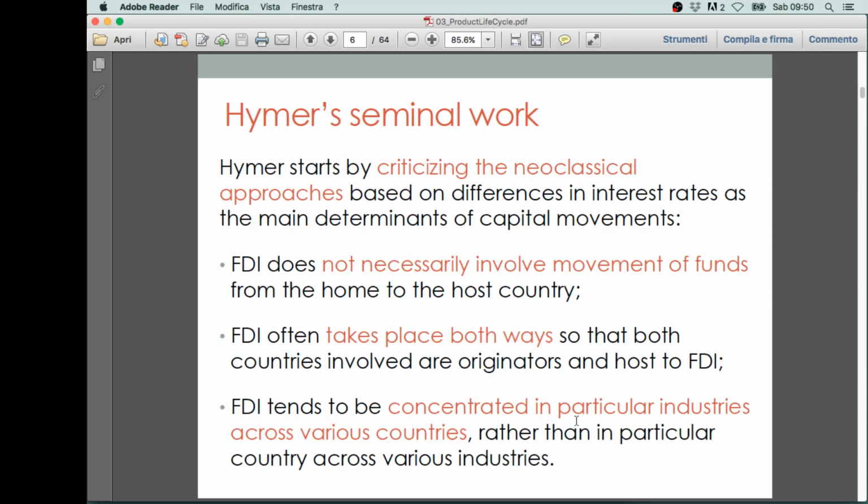So, what is the approach of Hymer? Hymer starts by criticizing the neoclassical approach, which, as I said, was based on the differences in interest rates as the main determinants of capital investments, on the basis of several reasons.